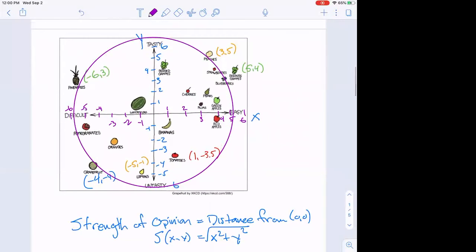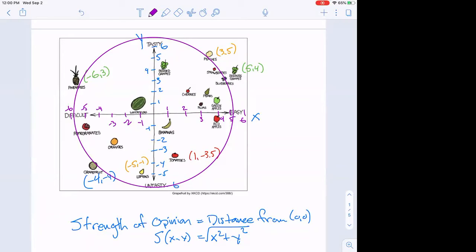One of the questions was, which does the author have the strongest opinion about? And a lot of you talked about it being far away on one of the axes. So for instance, pineapples were very difficult, and so there was a strong opinion about pineapples being very difficult to eat. But you could think about this mathematically and say the opinion the author had about something was either very strong, very easy or very difficult, or a very strong opinion, either very tasty or very untasty. And so that tends to an idea of far away from the center of this chart.